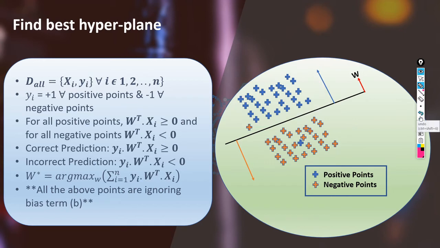So according to linear algebra, for all positive points, if we do the dot product between W and Xi, the value will be greater than or equal to 0. So W transpose Xi will always be greater than or equal to 0 for all the positive points, right? And for all the negative points, as they are on the opposite side, the dot product will be less than 0. Now just think. We have yi either +1 or -1 for positive and negative points respectively.